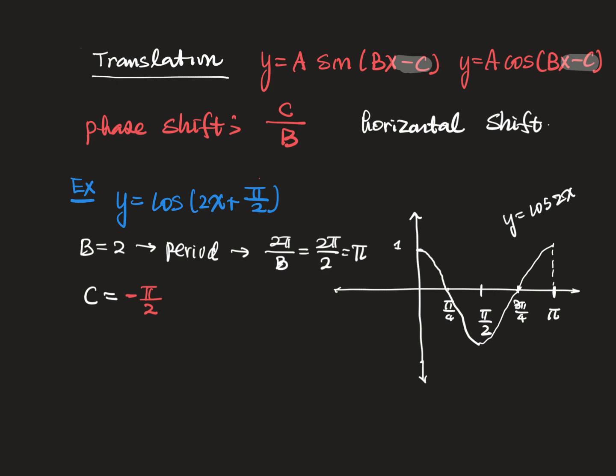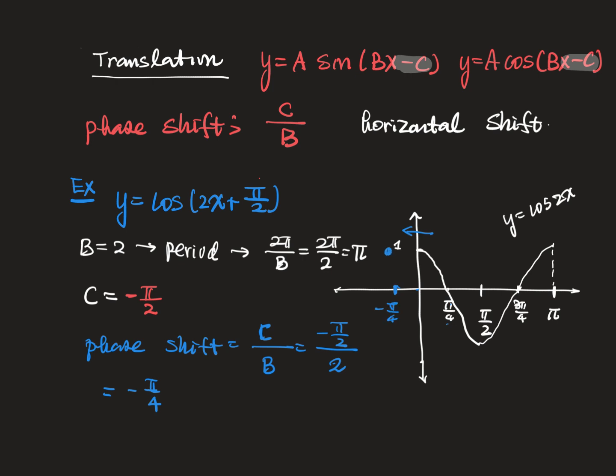Now we have phase shift. The C value is negative pi over 2. So we want to find the phase shift, horizontal shift, C over B. What is the C value? Negative pi over 2 over B. B is 2. So this one is negative pi over 4. Negative means go to the left, not to the right, guys. Negative means you have to go to the left, okay? So moving everything left by pi over 4.